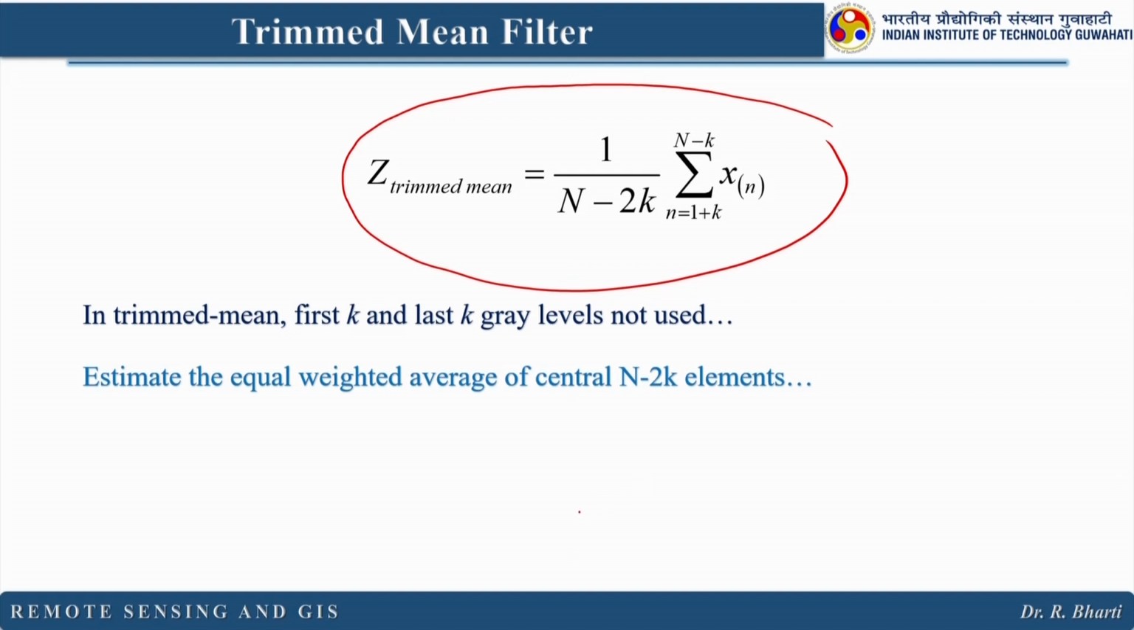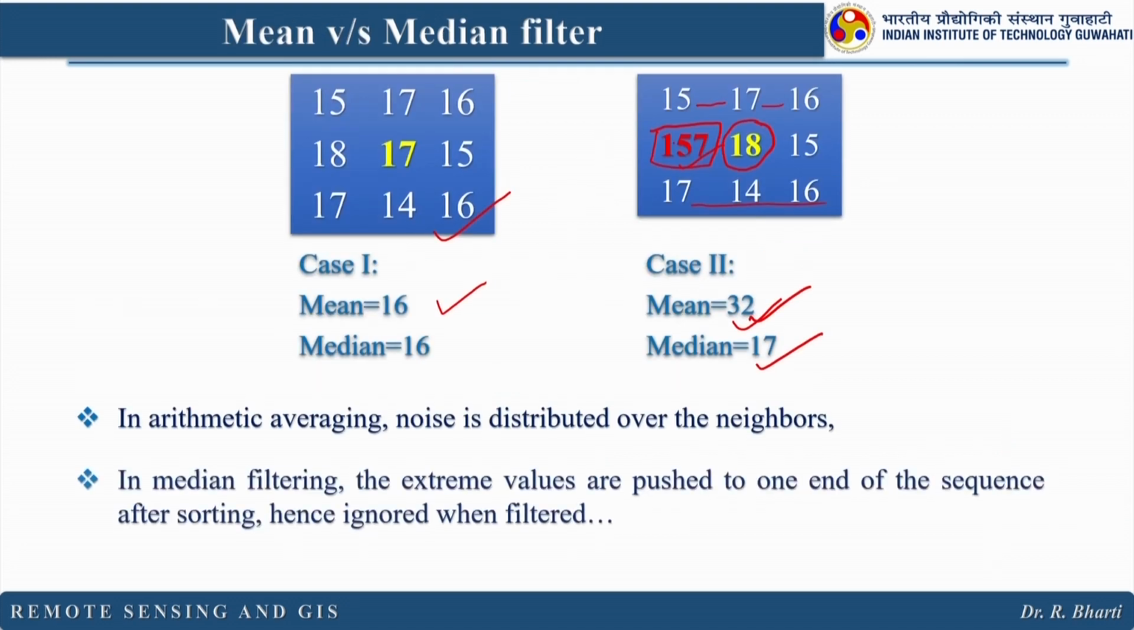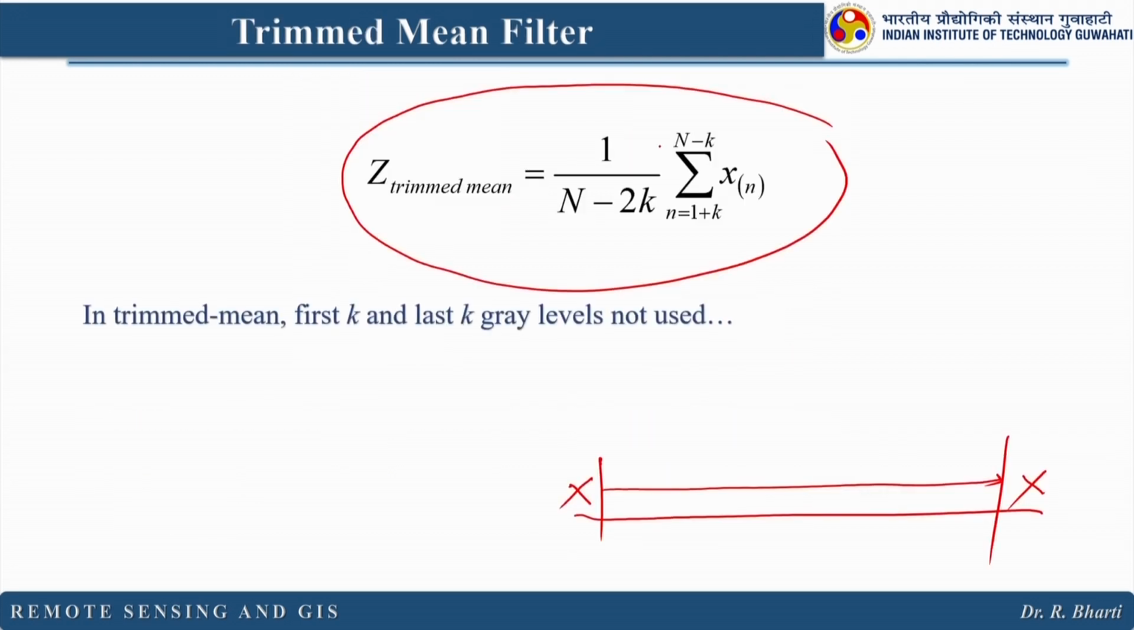So what happens when you have errors? Either they will be at the beginning or at the end. You arrange the values in increasing or decreasing order, then remove those two tails, and then calculate the mean value. So this will also solve the problem shown here. So this is all for today.